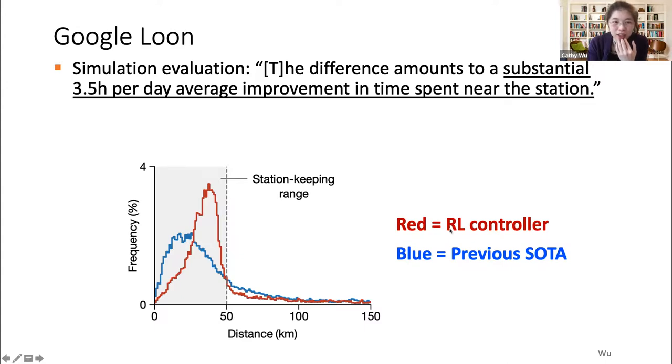The red is the result of the RL controller, and the blue is the previous state of the art. So this is like a team of control engineers designing a controller. We want to keep 50 kilometers within range of the station, and the red controller is able to do so more of the time. And it actually makes use of that full range more so than the classical controller.